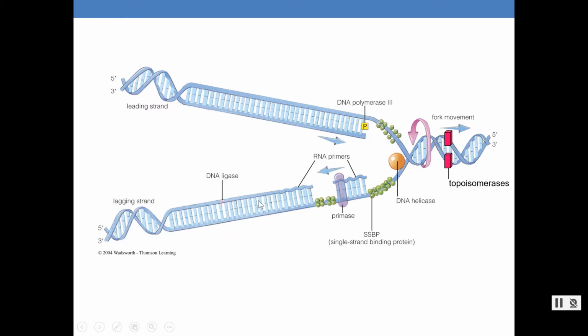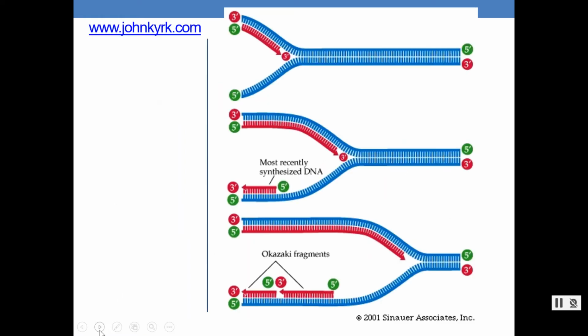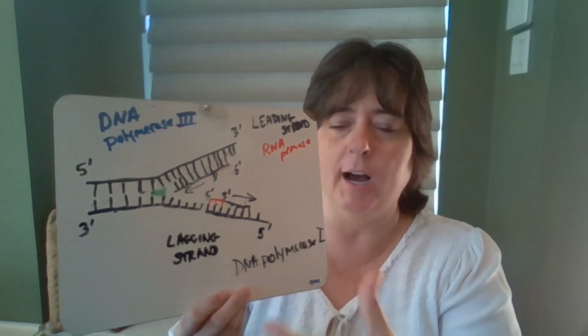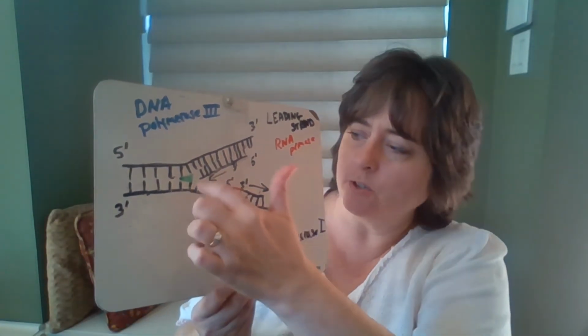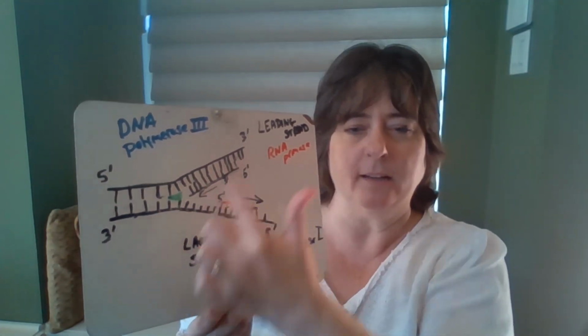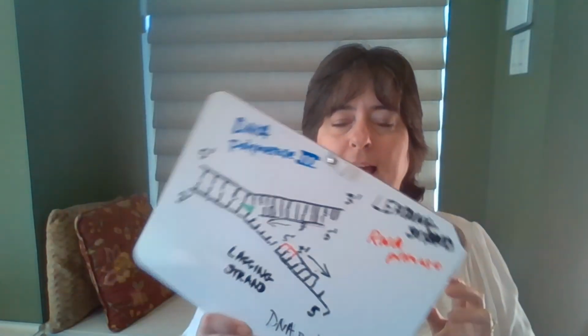But on this section where we're getting all of these short little fragments, DNA ligase comes in and ligates these Okazaki fragments together. Okay, so again, it's the same enzymes doing the exact same job, but because of that opposite anti-parallel orchestration, it ends up being a little different. You end up with a leading strand and a lagging strand.